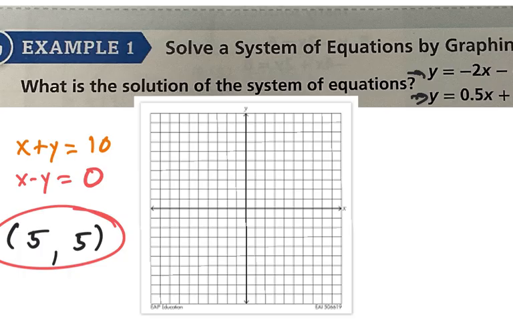I'm going to graph the first equation, which was y equals negative 2x minus 4. So you see why it's important. All these things we've already been doing, you've got to know how to do them now. This is already in slope-intercept form. So hopefully we know how to graph a line in slope-intercept form. The y-intercept is negative 4. So I plot my point at negative 4.